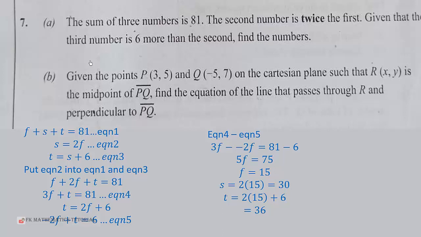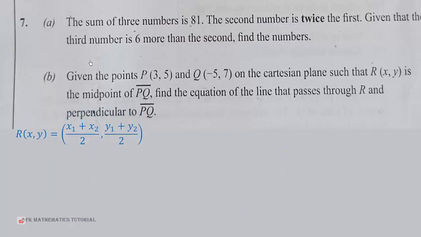Now let's look at the B part. We're told that P(3, 5) and Q(-5, 7) are points on the Cartesian plane such that R, which has coordinates (x, y), is the midpoint of PQ. Find the equation of the line that passes through R and is perpendicular to PQ.